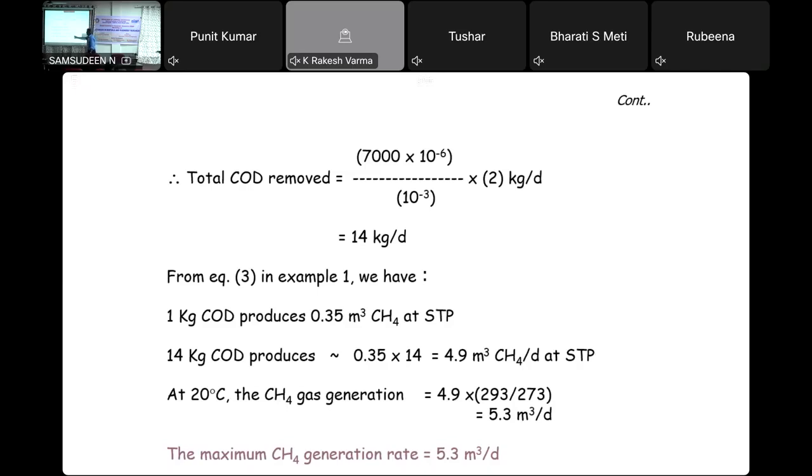So we got this 4.9 cubic meter at 20 degree. We're going to do 4.9 times 293 divided by 273 to get your 20 degree centigrade operating temperature. If you plug that in, you get 5.3 cubic meter per day. So the maximum methane generation rate is 5.3 cubic meter per day. Right? So far you're with me, right? All right, move on to the next slide.